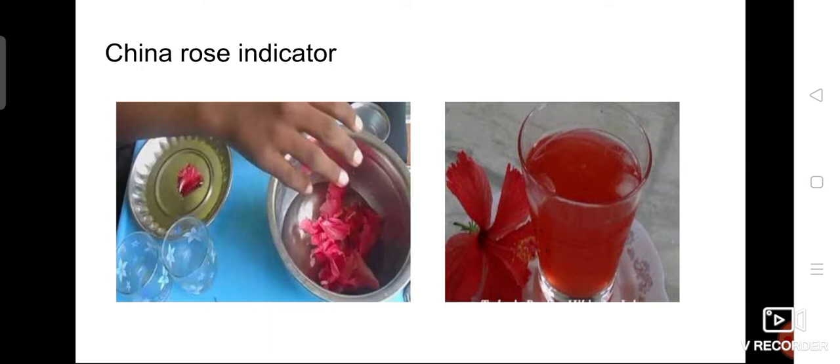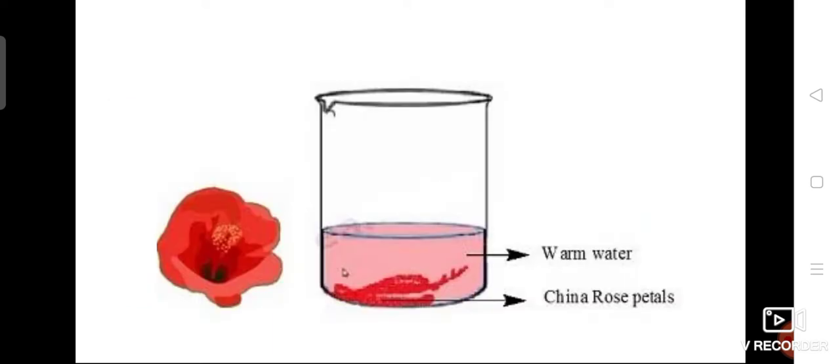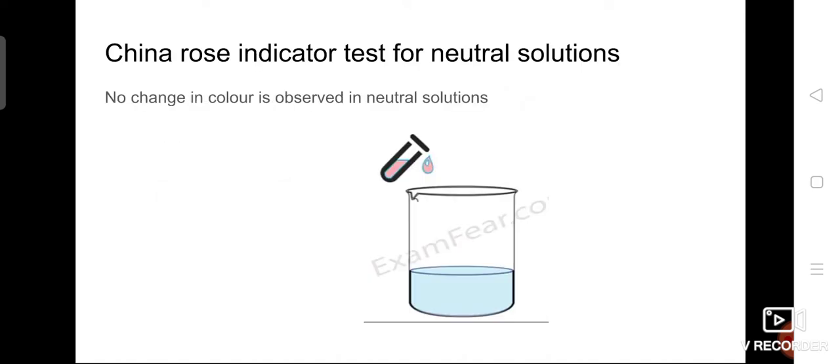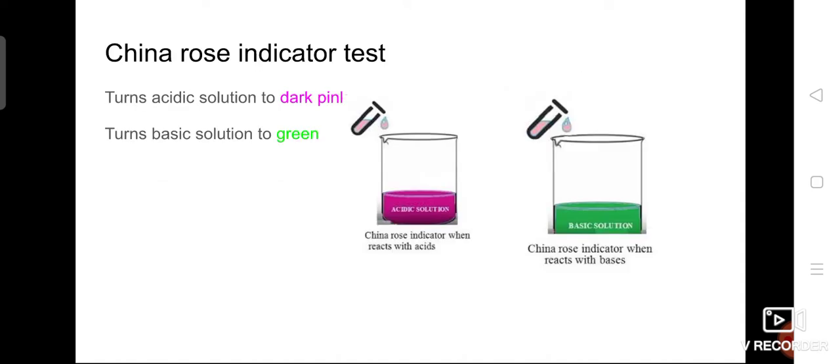Second, how we prepare the China rose indicator. Third, petals in warm water, and the color has changed. Now we are going to see how the China rose performs with acid and base, and how it changes its color. That is what we are going to see now. So what happens?